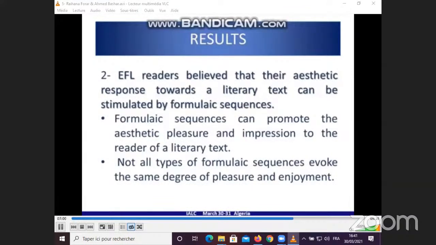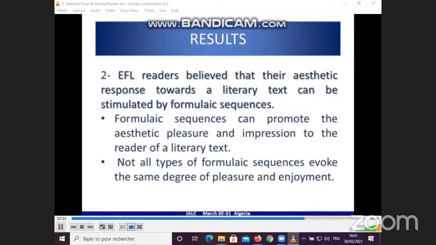As a second main result, EFL readers believe that their aesthetic response towards a literary text can be stimulated by formulaic sequences. In fact, 81.2% of the respondents agreed and strongly agreed that formulaic sequences can promote the aesthetic pleasure and impression of the reader of a literary text.